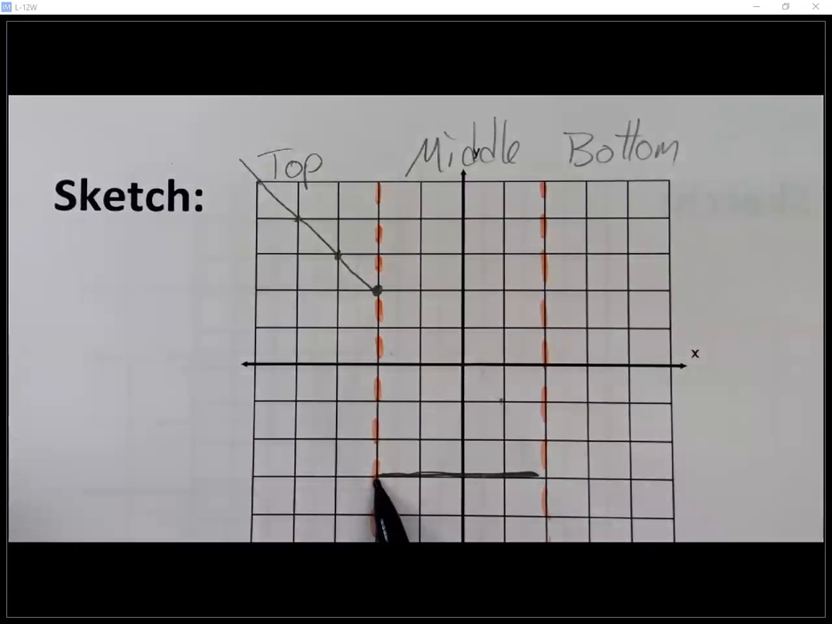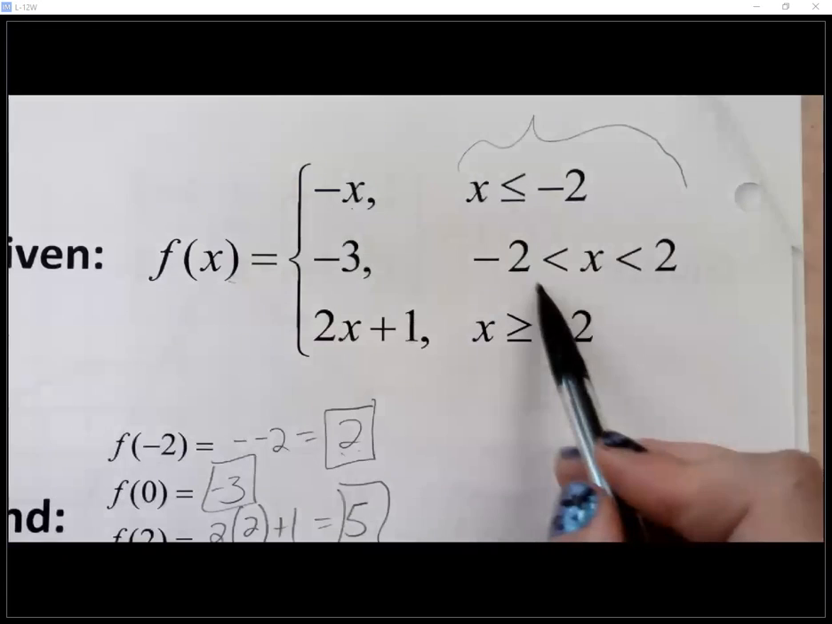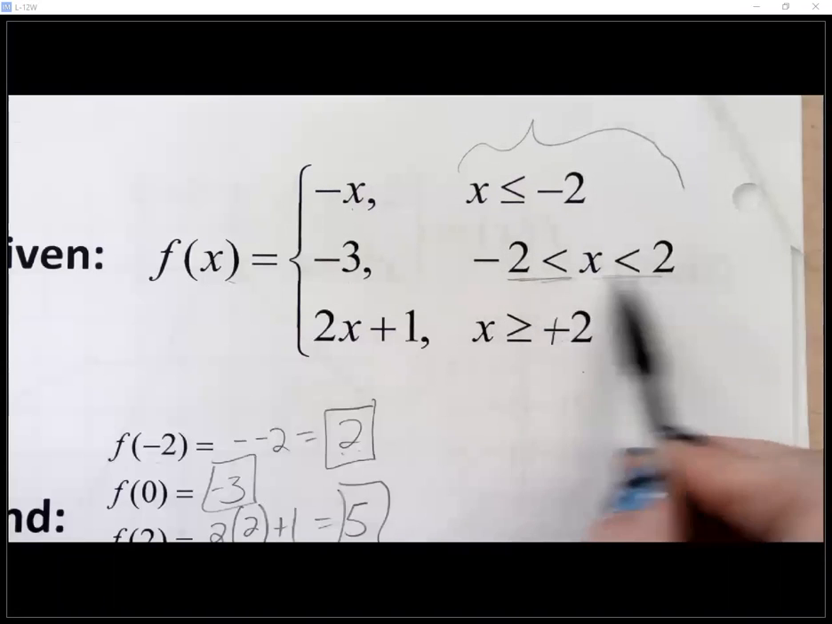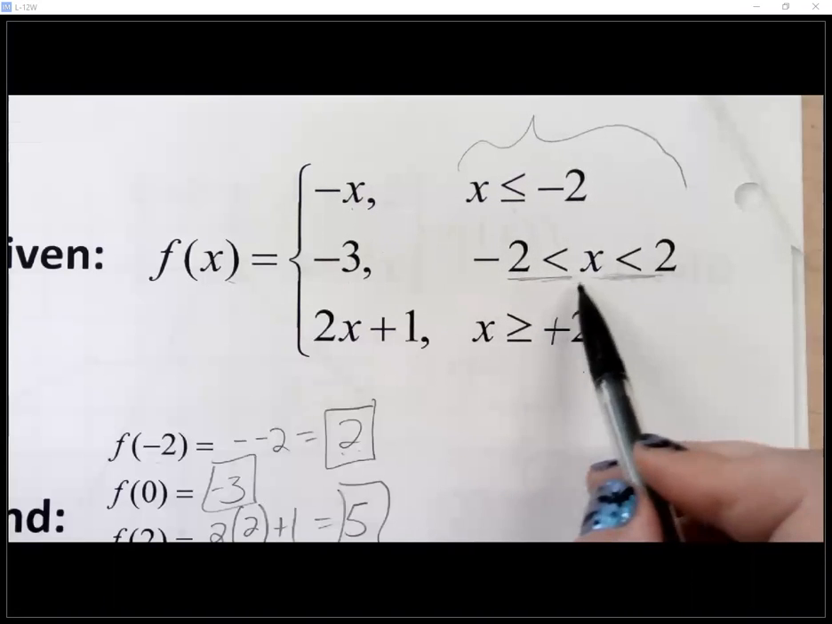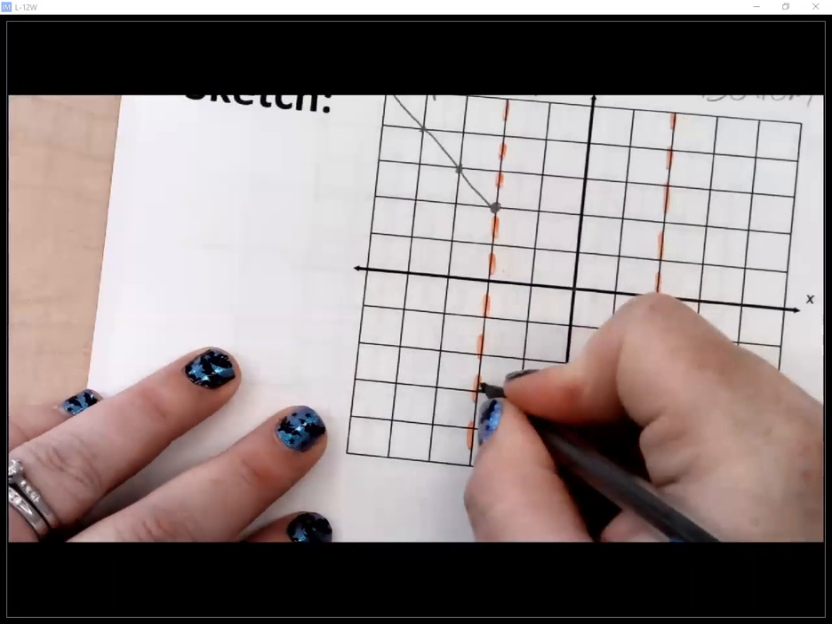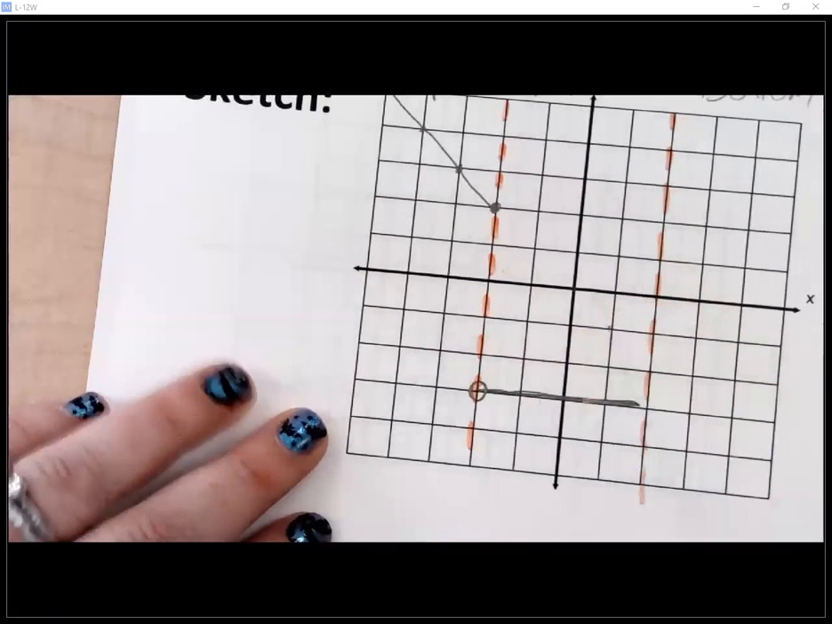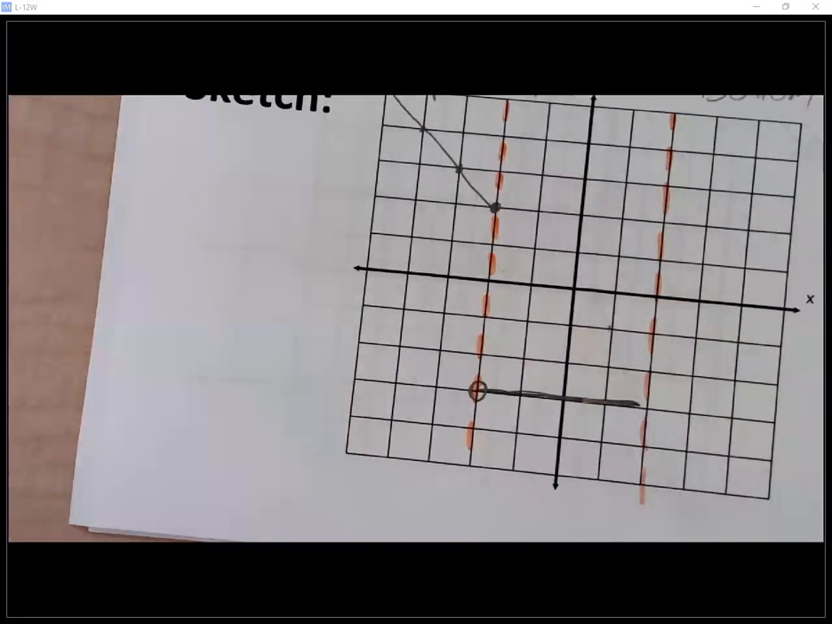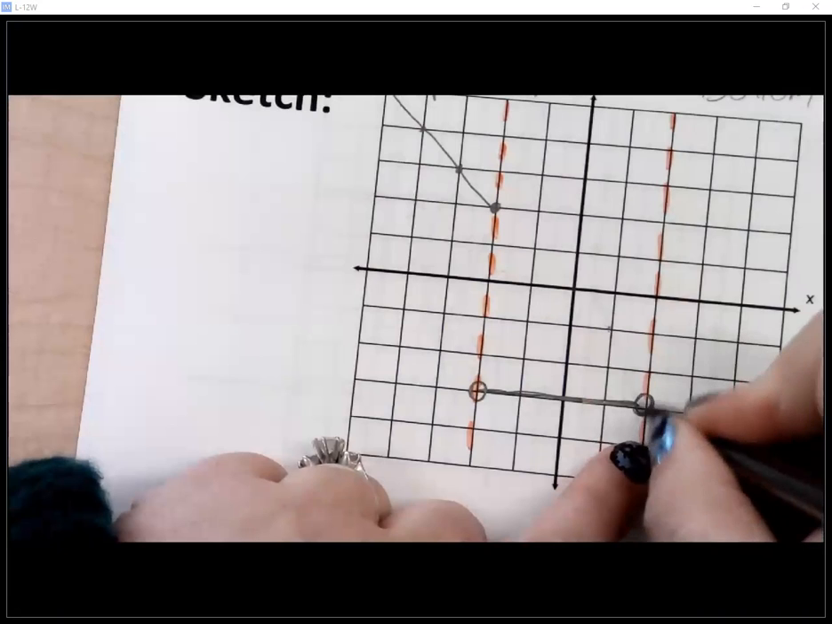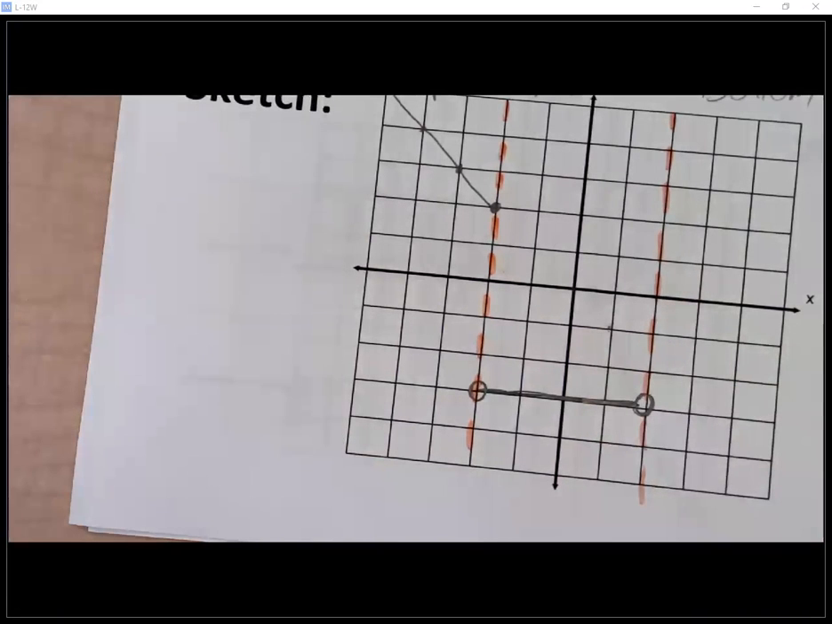No, look up here. It's only when x is greater than -2 or less than +2. So it doesn't actually exist at -2. So how do I show that? I put a big old open circle where this thing hits -2. That's how I show, hey, it doesn't exist here, but everything after that. Same thing on the other side. It doesn't actually exist at +2. So I put a big old open circle. Does that make sense? We're all right?